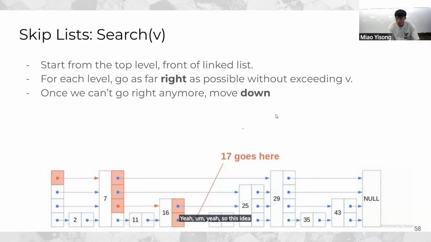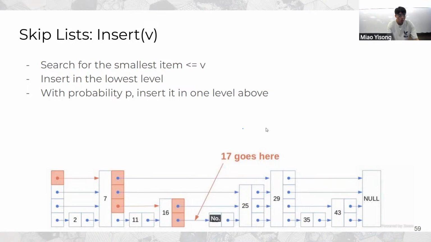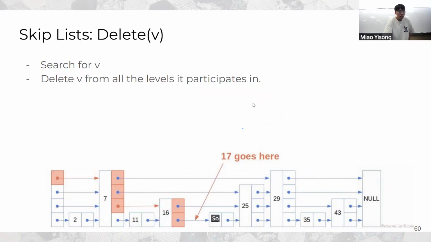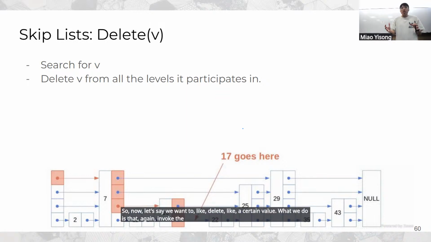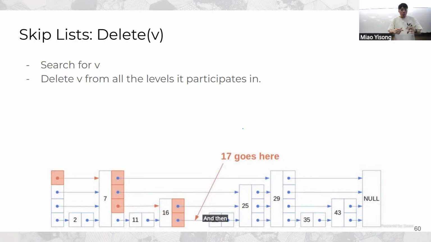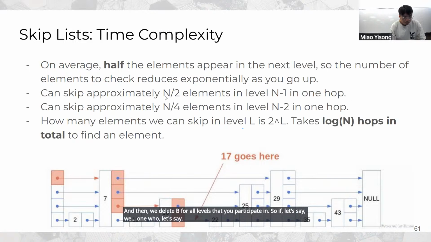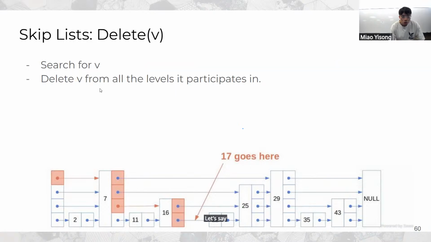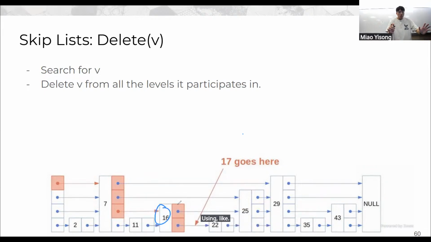We just go as far right as we can, and once we can't go right anymore, we go down. This is essentially what I've previously demonstrated. Now if we want to delete a certain value, we again invoke the search operation. We search for B and then delete B from all levels that it participates in. For example, if we want to remove the element 16, we search for 16 using the search function we defined earlier, then remove 16 from all levels, from level 4 and level 3. Cool.